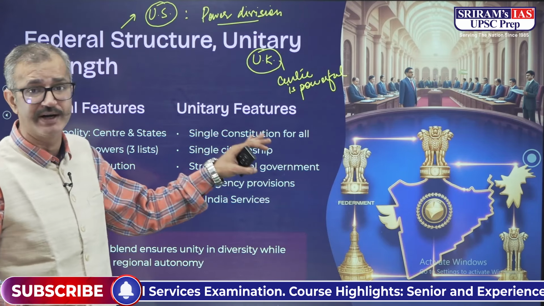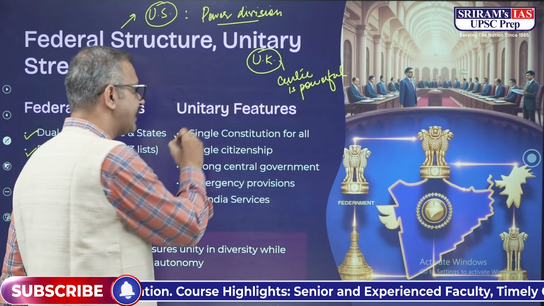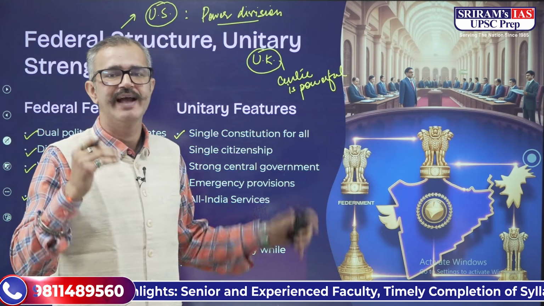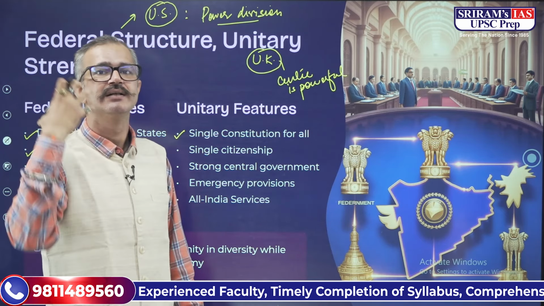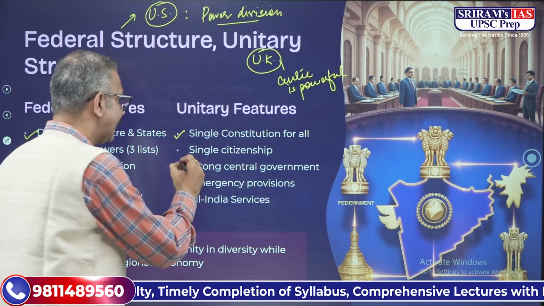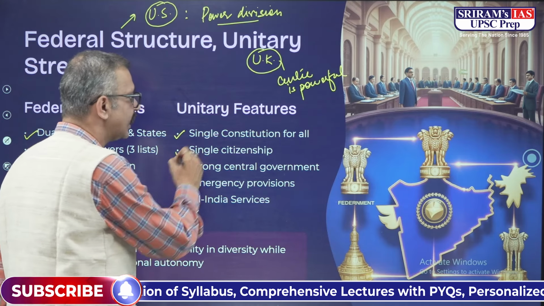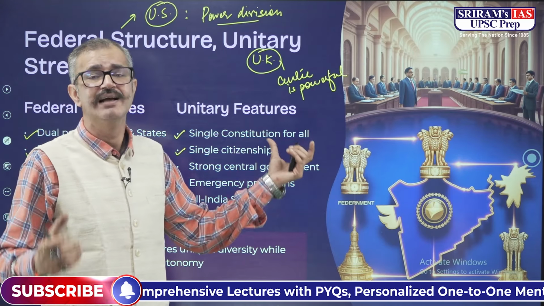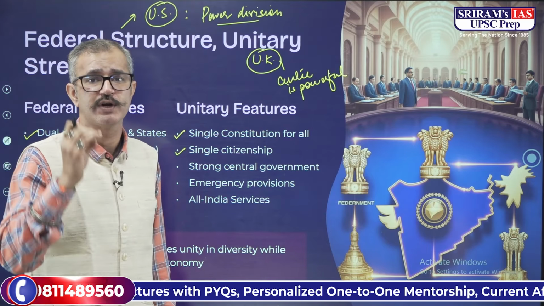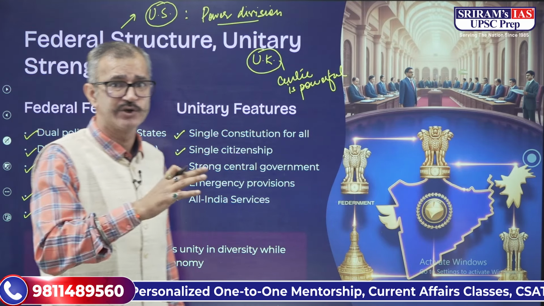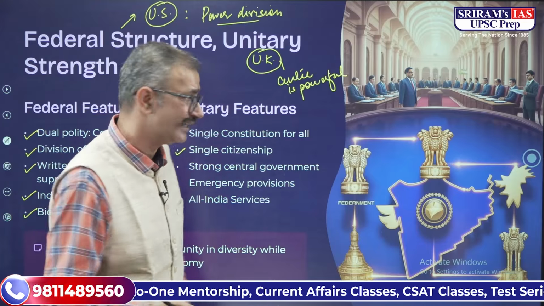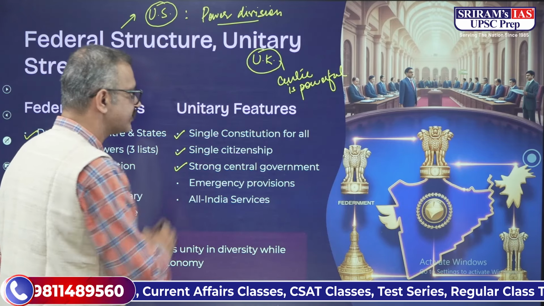Along with this, we have unitary features. We have single citizenship, which we have taken from the UK, unlike the USA. In the same manner, we have a single constitution for all, that is, the same constitution for the whole of India. There is no separate constitution for the states. Along with this, we have a strong central government.